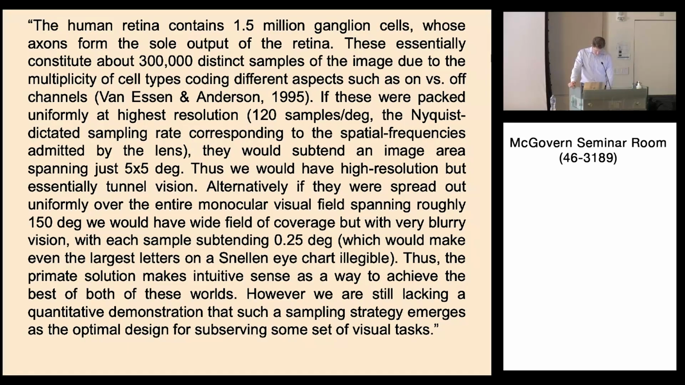Alternatively, if they were spread out uniformly over the entire monocular visual field, spanning roughly 150 degrees, we would have wide field coverage, but with very blurry vision, with each sample subtending a quarter of a degree, which would make even the largest letters on a Snellen eye chart, a standard eye chart for diagnosing vision, illegible. Thus, the primate solution, which is to have a fovea, makes intuitive sense as a way to achieve the best of both of these worlds. However, we are still lacking a quantitative demonstration that such a sampling strategy emerges as the optimal design for subserving some set of visual tasks.